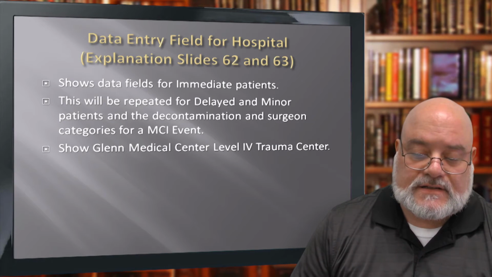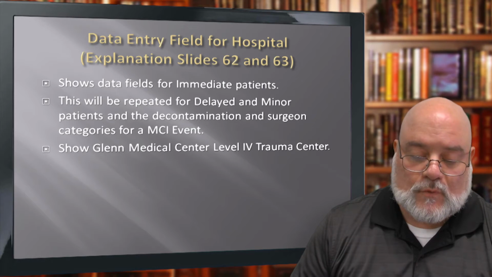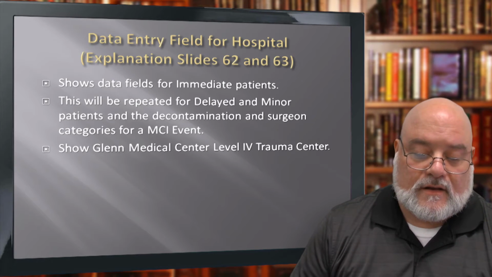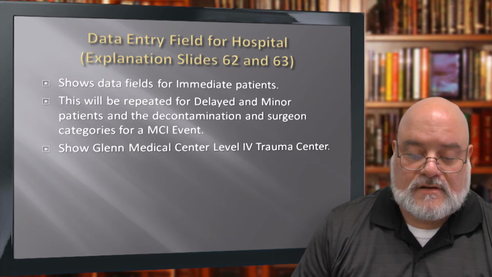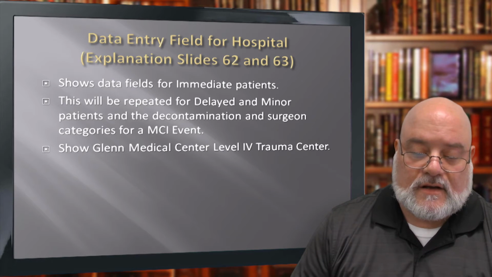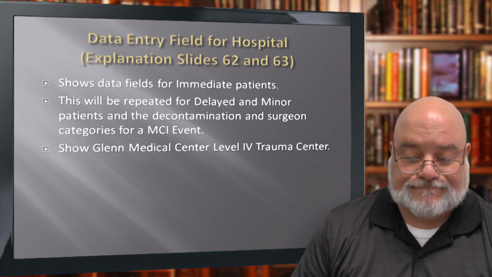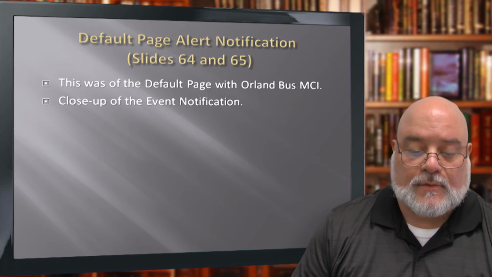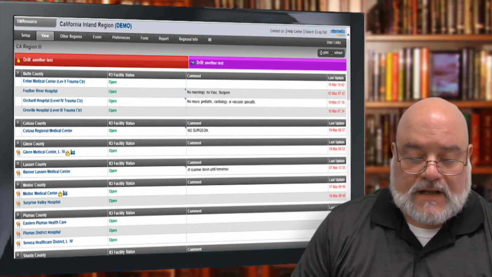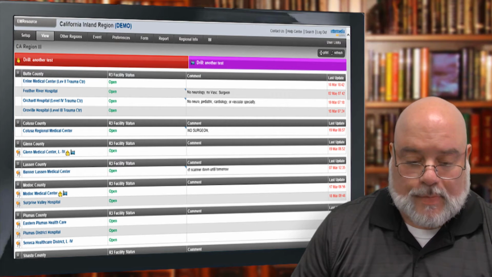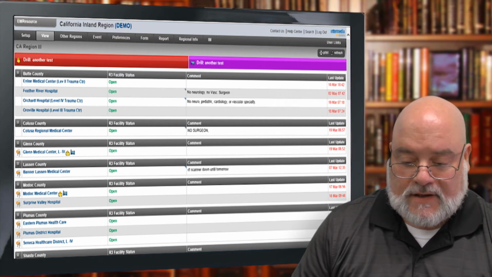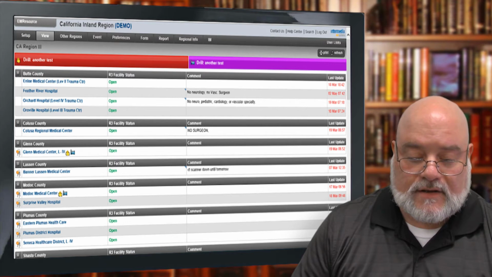So slides 62 and 63, we just went over them, and it really shows Glenn Medical Center, and then it shows the bus accident. Self-explanatory, we already went over these. California Inland Region demo. So we have a drill, another test, and here we have a HAVBED drill, another test. So we have 2 different events going on, the red and the purple.